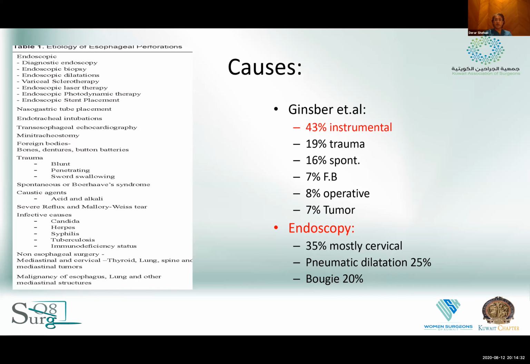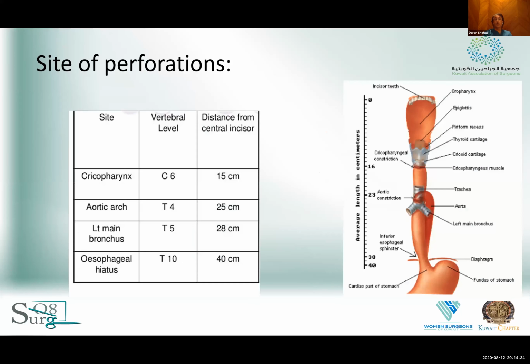The most common site for perforation is actually where the natural narrowings are within the esophagus. Remember, guys, from the previous lecture that we said there are three narrowings in the esophagus, and those are at the level of the upper esophageal sphincter, around C6, and at the level of aortic arch, where it crosses the esophagus, or the left main bronchus, and at the level of the lower esophageal sphincter.